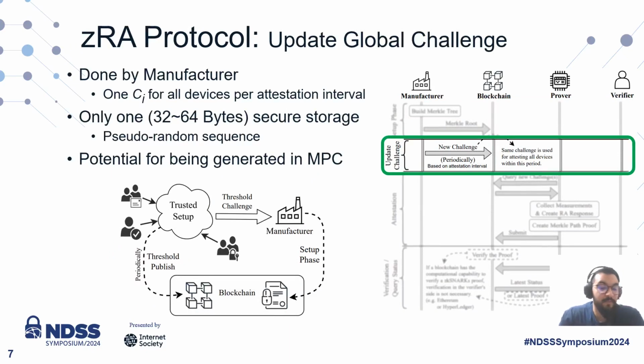Okay, after publishing the Merkle tree's root, the manufacturer periodically just broadcasts the global challenges per attestation interval, and we show in the paper that this phase also can be done in an MPC manner to achieve a threshold global challenge. This improves the security of the protocol, meaning that in case of any security breach in the manufacturer, we still have the possibility to hide all of the future challenges. So we make sure that the setup phase shouldn't be repeated again.